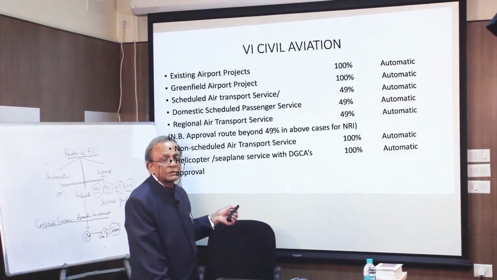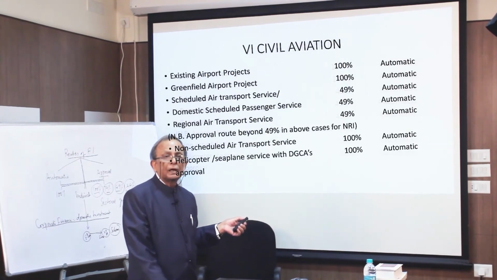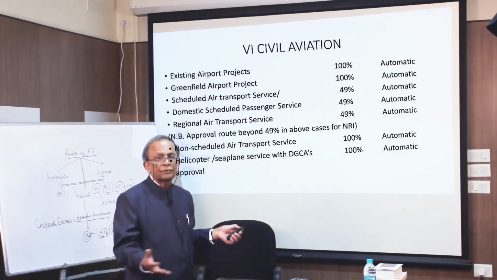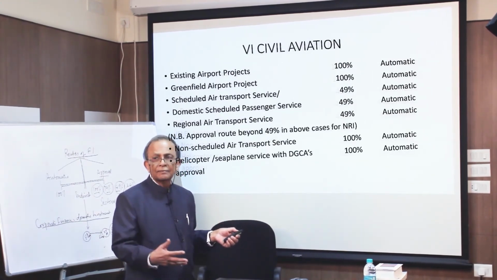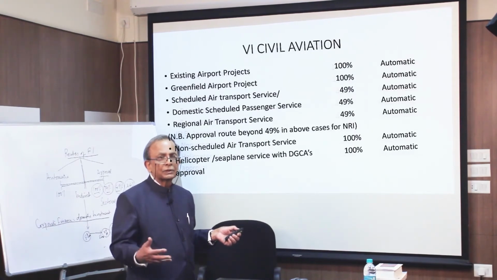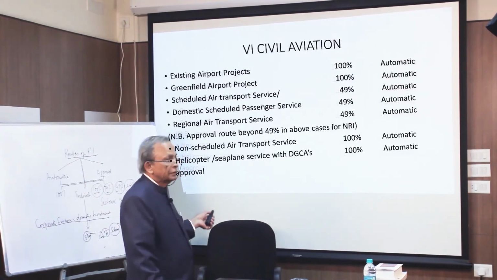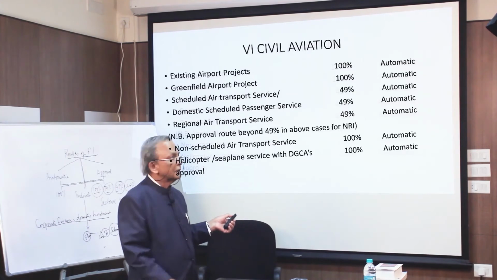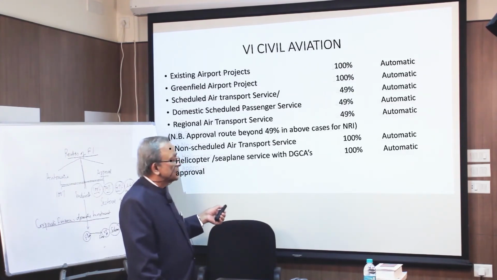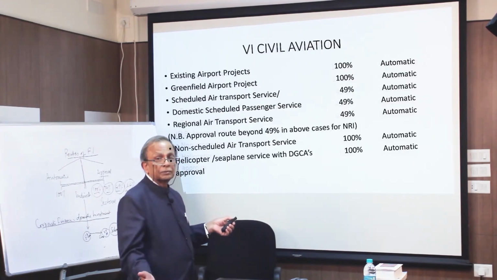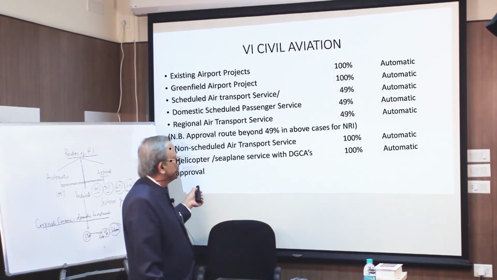Scheduled air transport services means the goods you send by air. So when goods are sent by air, the service is called scheduled, like DLF has a scheduled flight. Now those schedules are 49% automatic route. DLF has it, and Lufthansa also has a goods flight. Now these are all 49% automatic route.